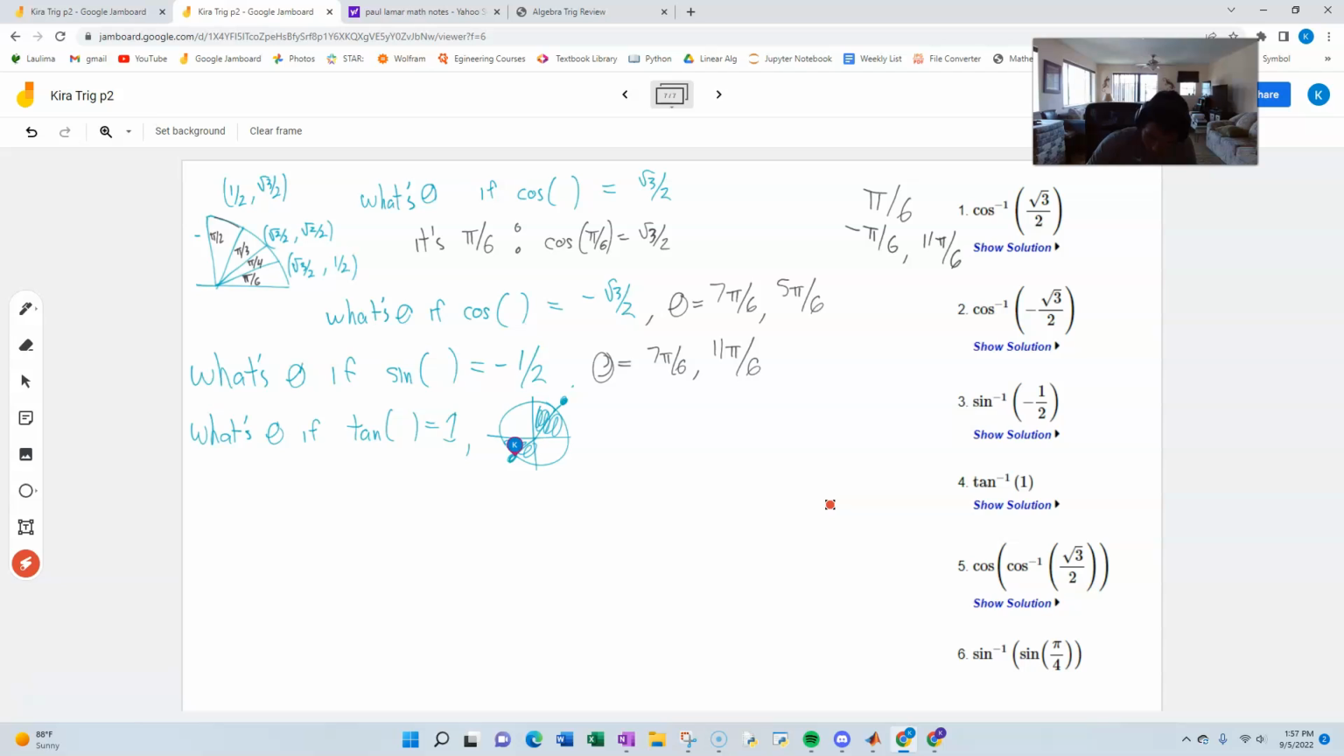And those angles are theta is equal to pi over 4. And what's the other angle? That would be 5 pi over 4. Okay.